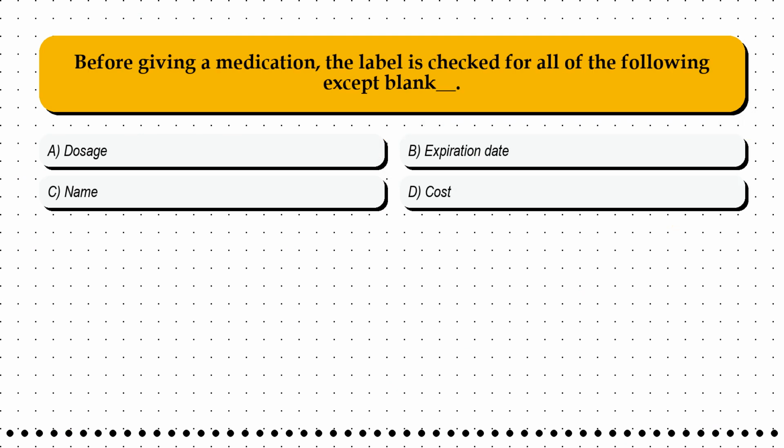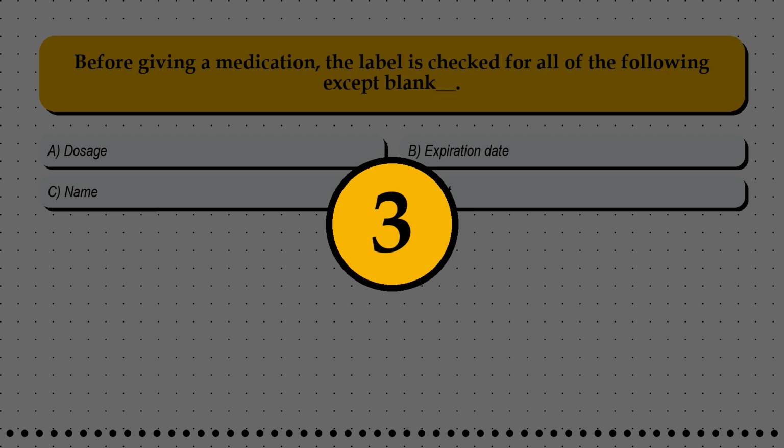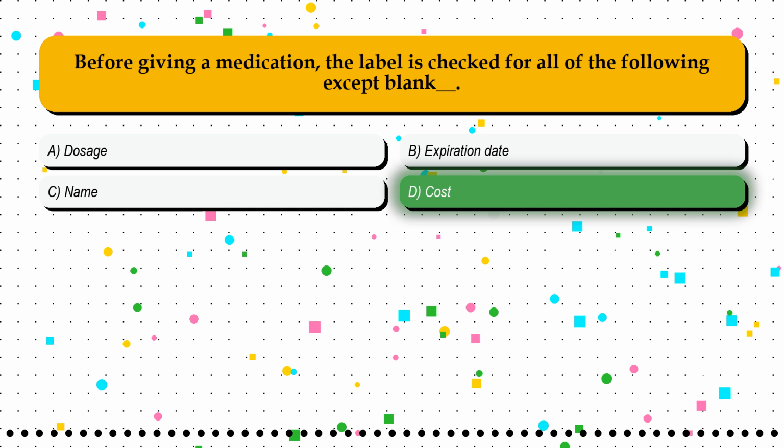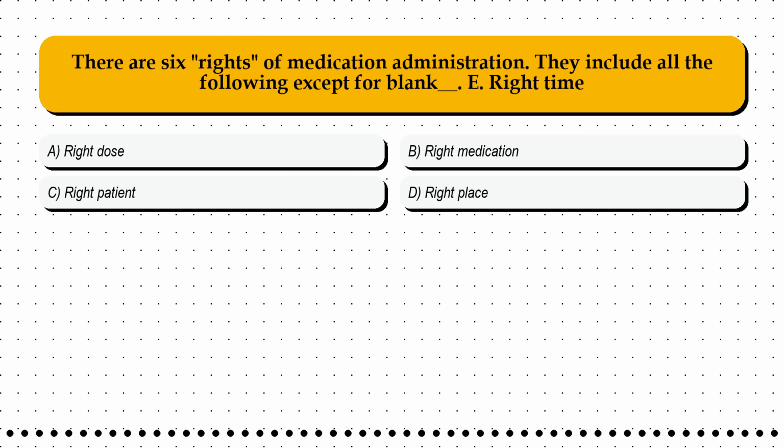Question 9. Before giving a medication, the label is checked for all of the following except blank. Option A. Dosage. Option B. Expiration date. Option C. Name. Option D. Cost. The correct answer is option D. Cost.